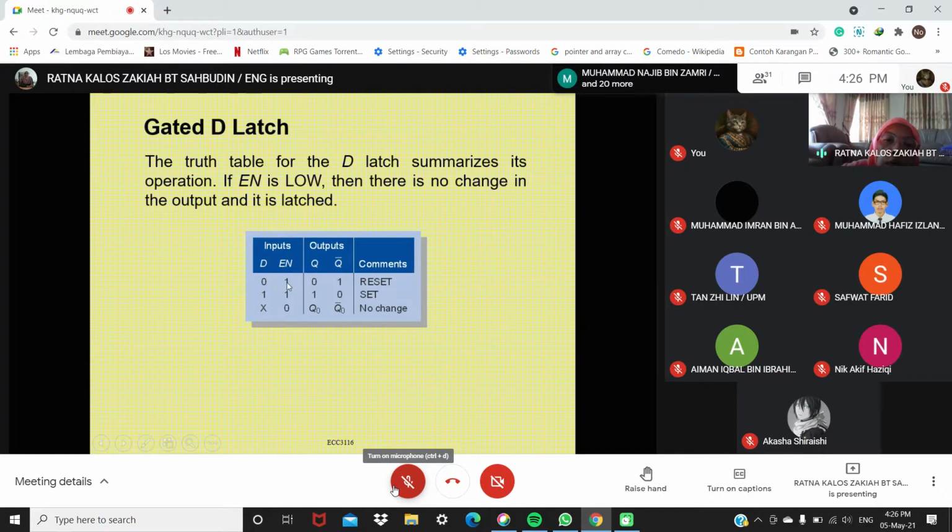So we look at here, enable high. So Q follows D. So Q is 0 when D is 0. Q is 1 when D is 1. Of course, Q bar is the invert of Q. So when Q is 0, this is reset. When Q is 1, it is set. So when enable is 0, there is no change.